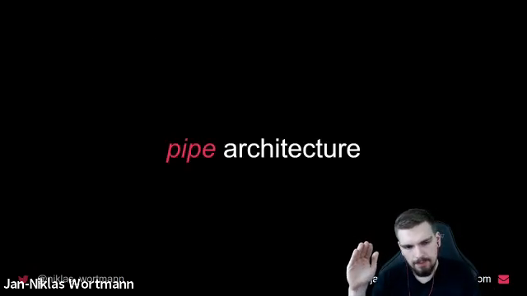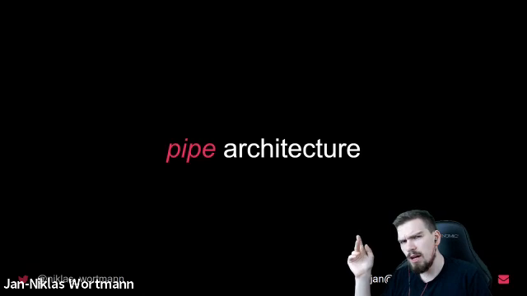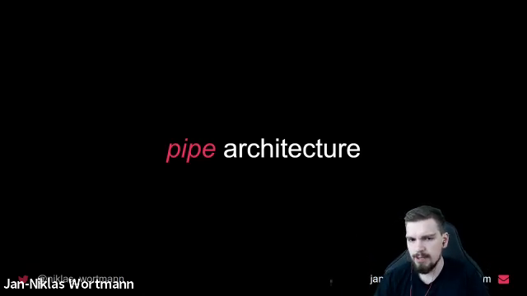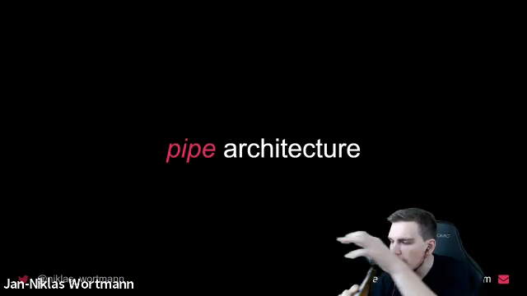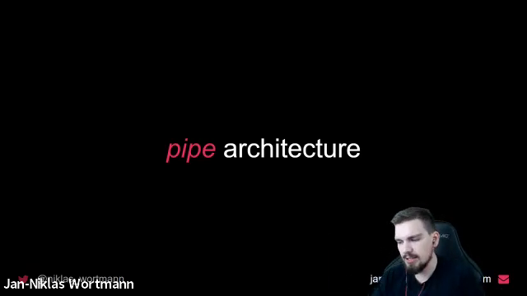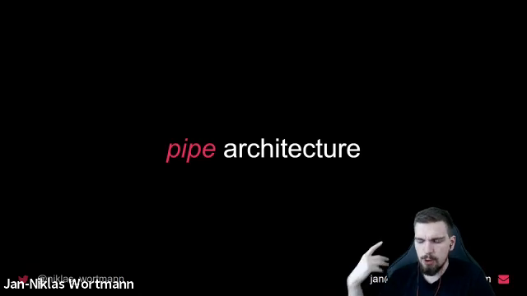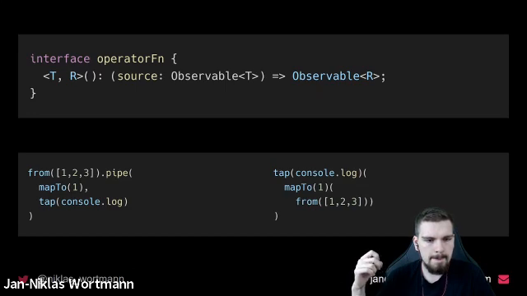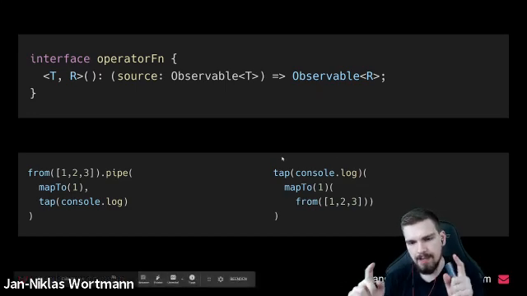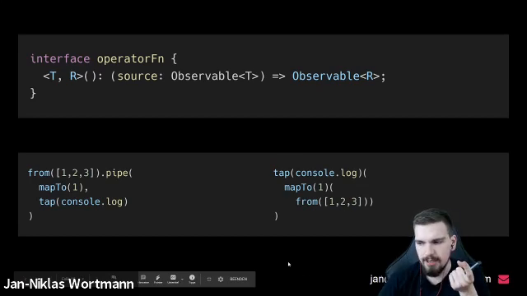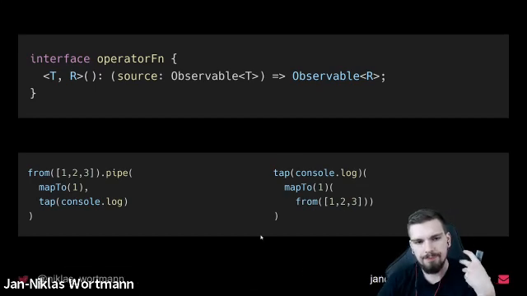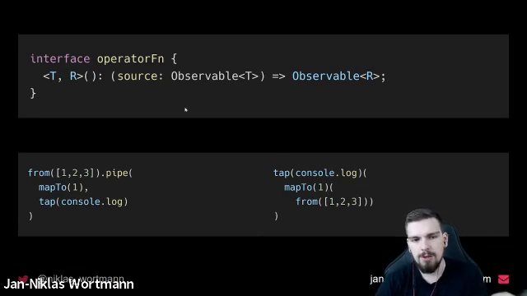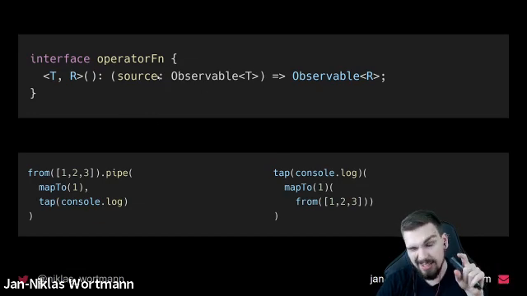And with RxJS 5.5, I think, we introduced the pipe architecture. I don't know who of you used RxJS before that. Before that, you could, and you still can, write RxJS code like here on the right side. Again, just to repeat, an operator function is just a function taking a source observable as parameter and returning a new observable.